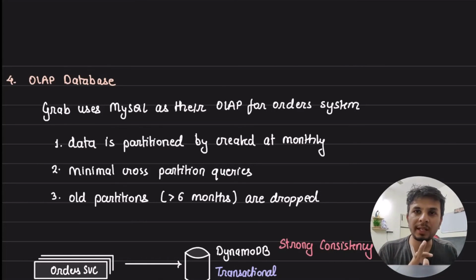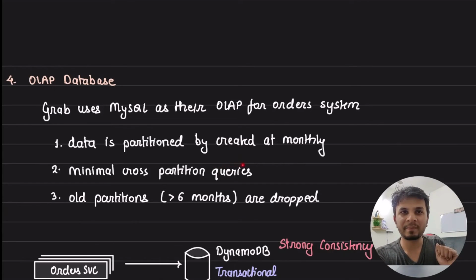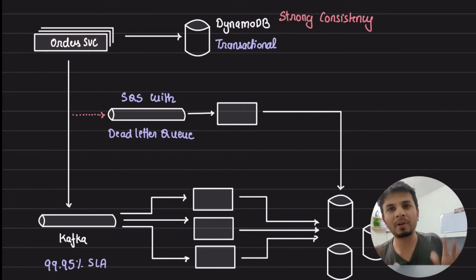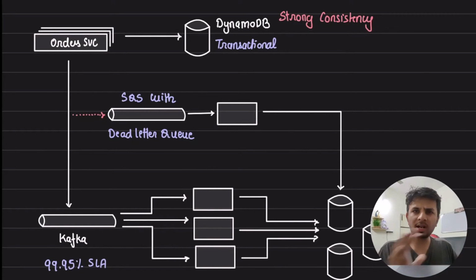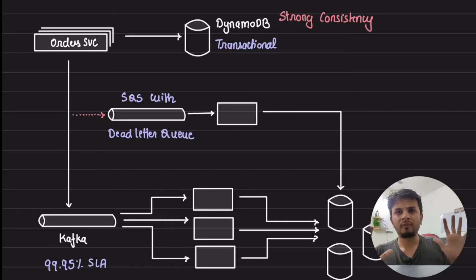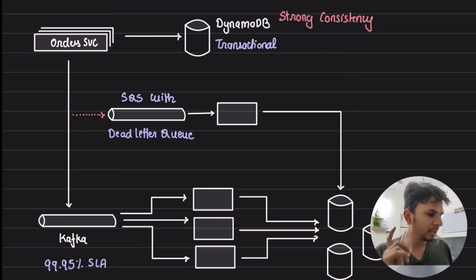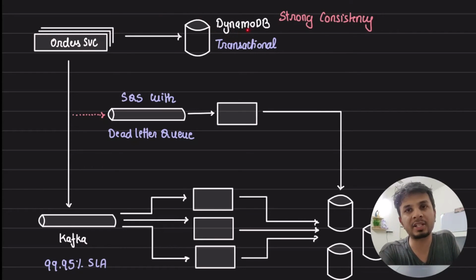So what Grab did is Grab chose MySQL as their analytics database, right? And the way they structured this information is such that they minimize the cross-shard query that needs to happen on MySQL. Now, this is the overall architecture for their entire data layer. It's very simple, but there are a few very interesting caveats. So, you have order service. You use DynamoDB as your transactional database. It offers you the strong consistency that you need.